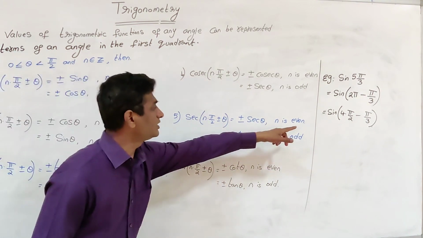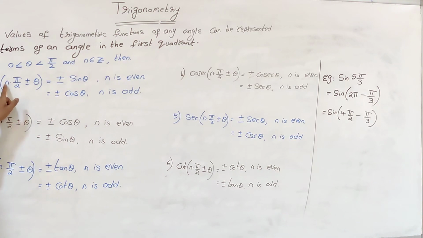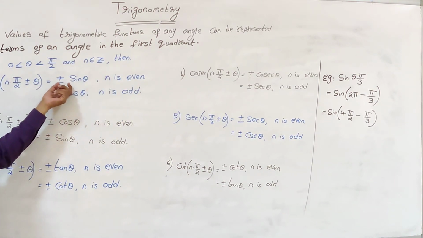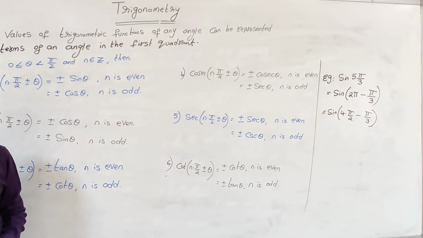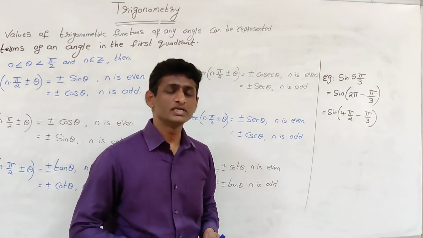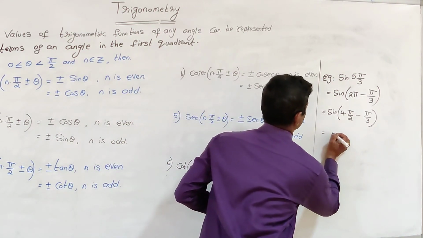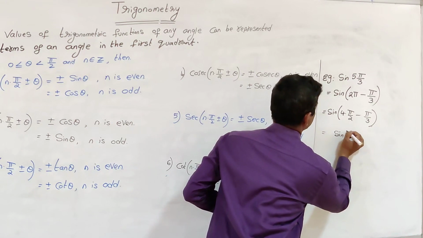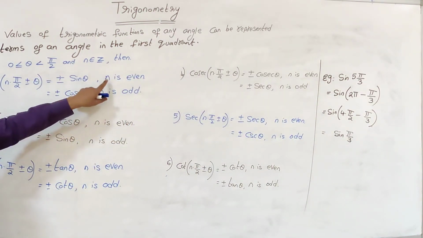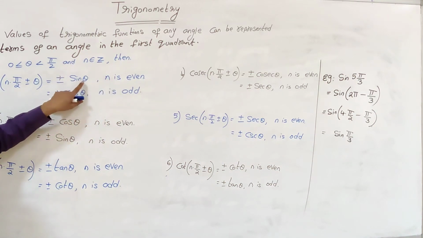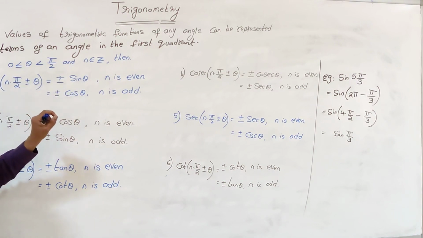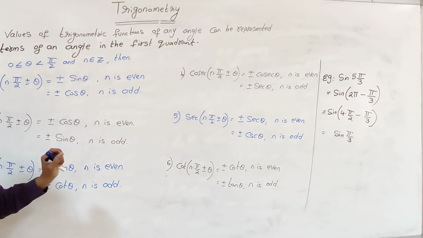Means if we come to this part, sine of n into pi by 2 plus or minus theta, as n is even, it will be plus or minus sine theta. The trigonometric ratio does not change, so it will be sine pi by 3. But when it will be plus and when it will be minus depends upon the quadrant in which it lies.